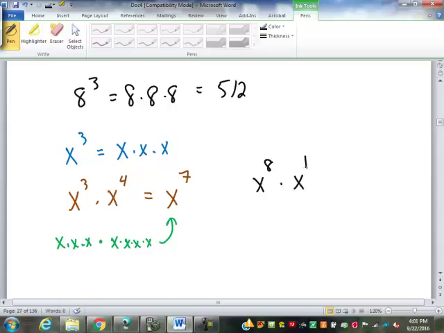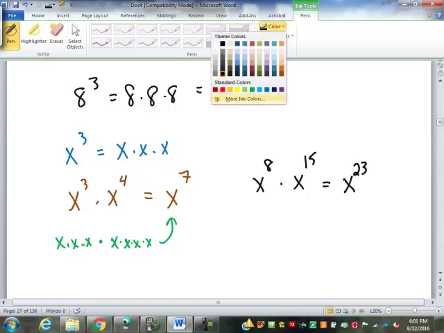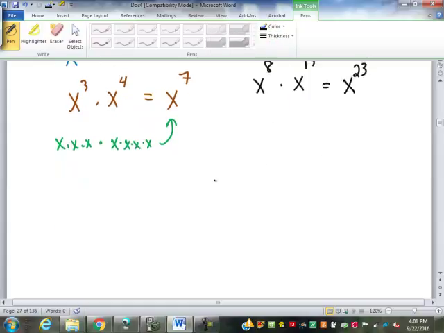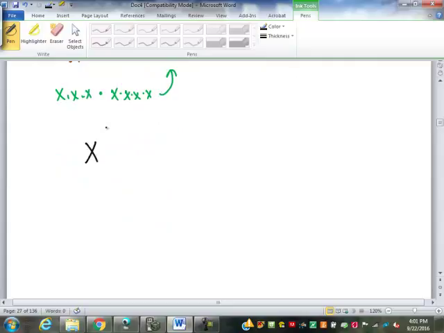X to the eighth times x to the 15th then gives me x to the 23rd. Good. Just 8 plus 15 gives us 23. X to the 4th to the 3rd power. You want to venture a guess? X to the 12. Good.